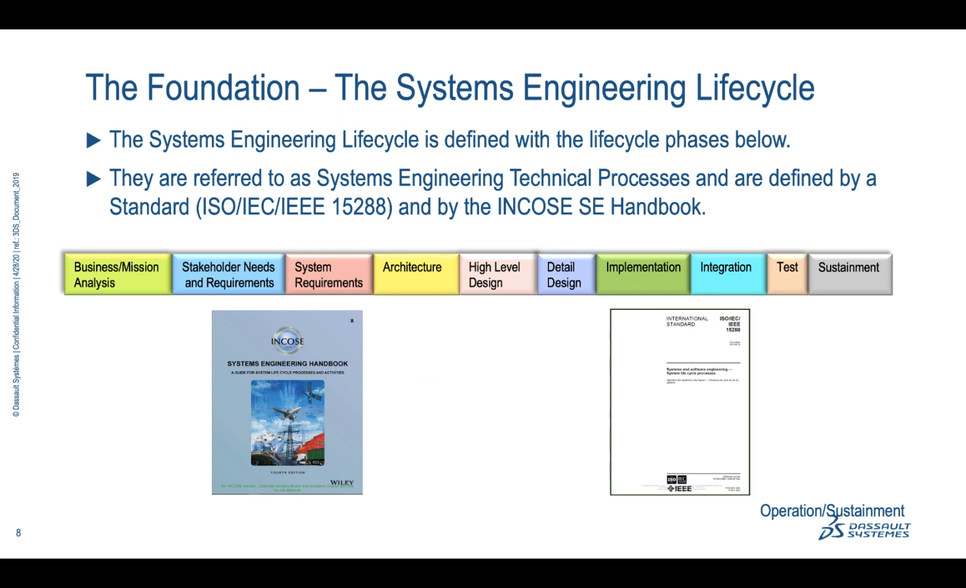And if we look into a systems engineering lifecycle, the foundation for it is the INCOSE Systems Engineering Handbook and also the ISO 15288 standard. It describes major processes in systems engineering, where we start from business mission analysis, then we go to stakeholder needs and requirements, then we transform those stakeholder needs into system requirements. When we have system requirements, we start defining the architecture. Then we go to the high-level design, which is still logical and technology independent. And from here, we go to detailed design, then implementation, integration, testing, and sustainment. So these are the core processes.